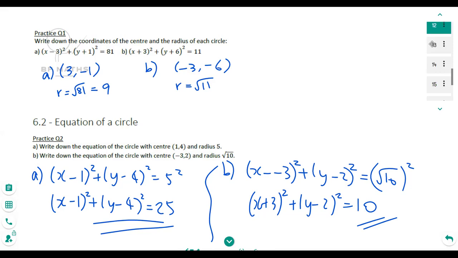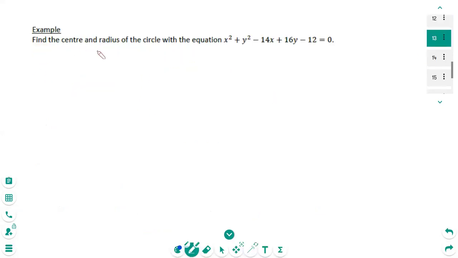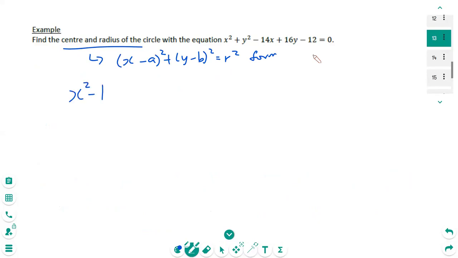Next one. Find the center and the radius of the circle with equation x squared plus y squared, this one, equals 0. To find the center and radius of the circle, we need to turn that into (x minus a) squared plus (y minus b) squared equals r squared form. But this is not. So what we need to do is group the like terms together first, the x terms together. So x squared minus 14x plus y squared plus 16y minus 12 equals 0.